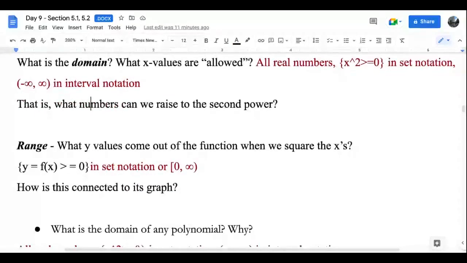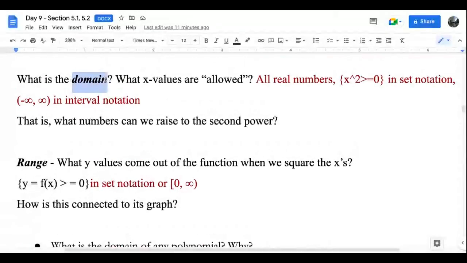Another term is called range, right? Range talks about the function value. So domain is for the x value, for the independent variable x. Range is for the function value, or the y value. Right?